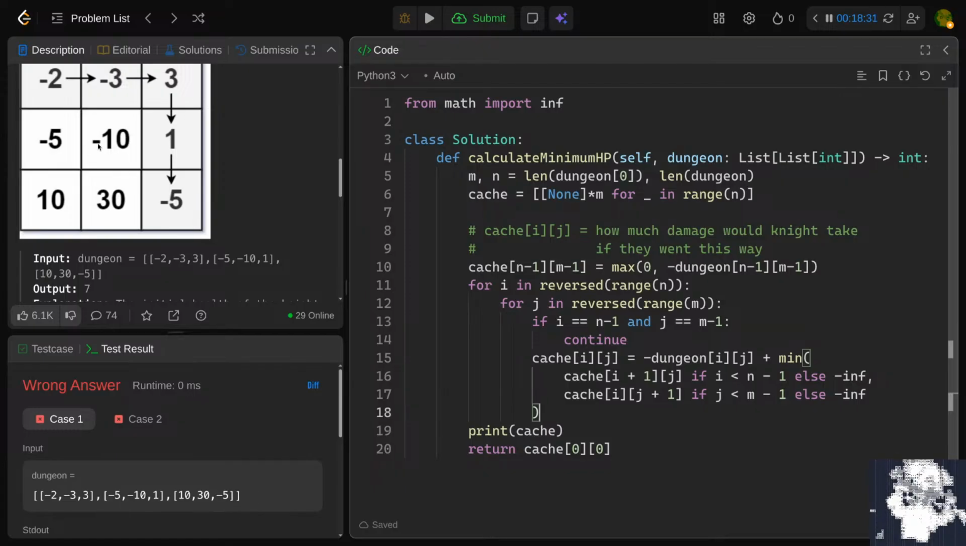How much damage would I take if I went through this path? So I would take 10 damage. So I negate this and add it, plus whichever amount of these gives me the least damage. And that would be the left side, because the left side would give me negative 25 damage.